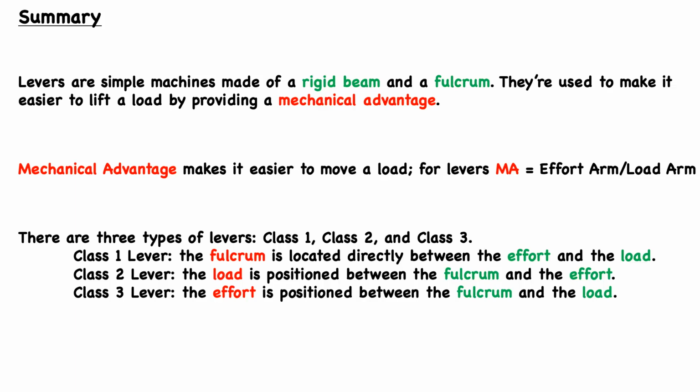And in general, there are three types of levers, a Class 1, Class 2, and Class 3 lever. We have a Class 1 lever where the fulcrum is located between the effort and the load. We have a Class 2 lever where the load is positioned between the fulcrum and the effort. And lastly, we have a Class 3 lever where the effort is positioned between the fulcrum and the load.